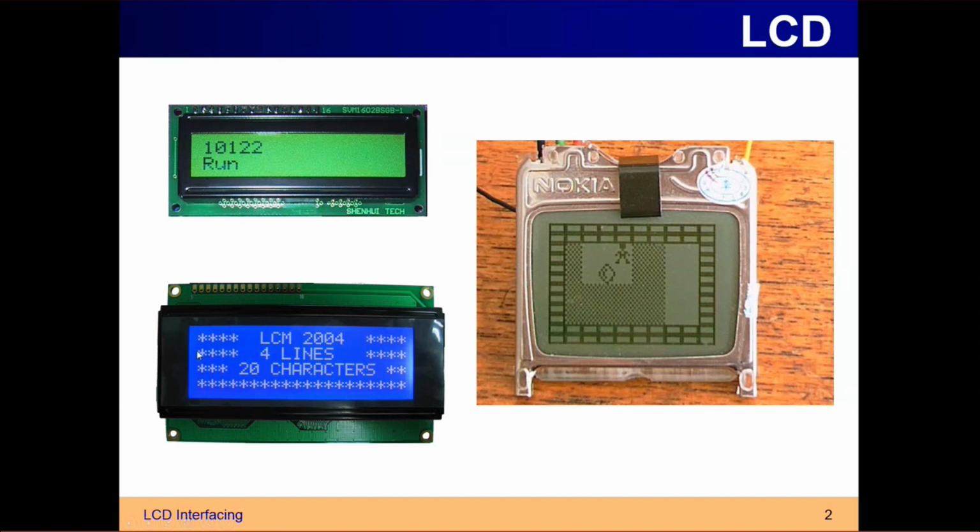So, a 20x4 LCD. And this is a graphical LCD. You may have seen graphical LCDs in the old Nokia phones. Here you will be illuminating the pixels. Here also you are illuminating the pixels one by one.